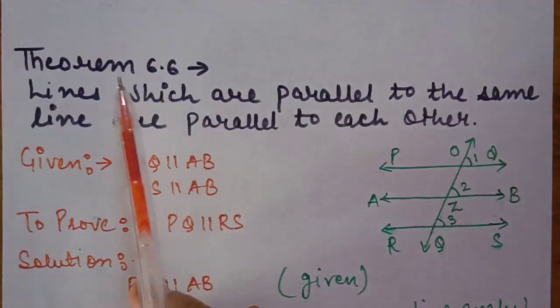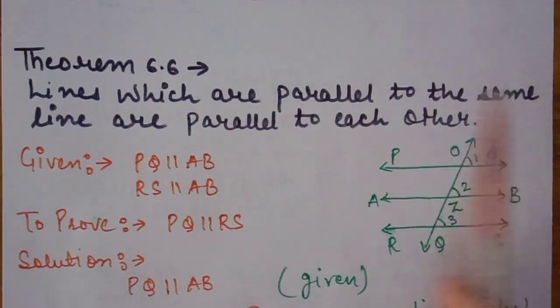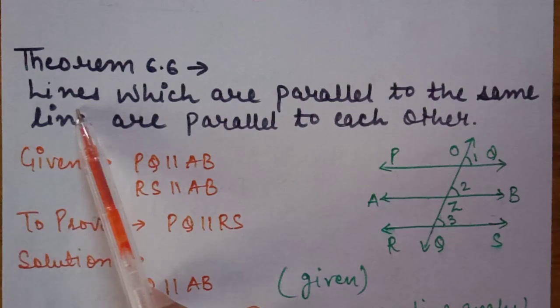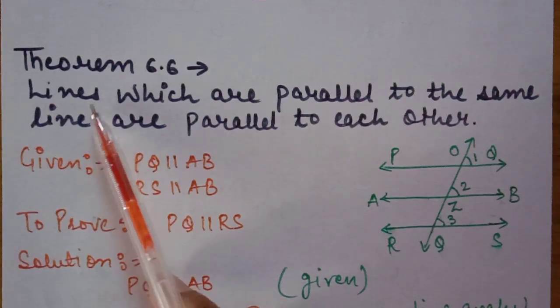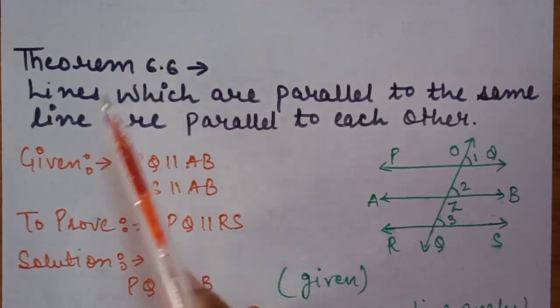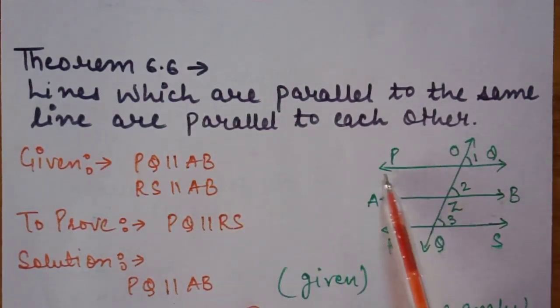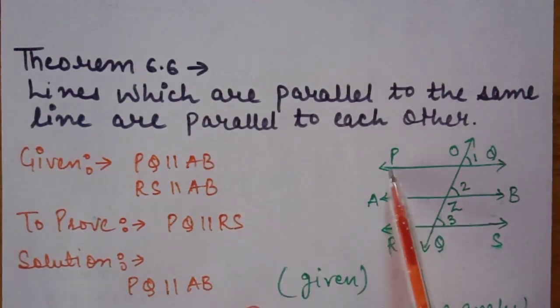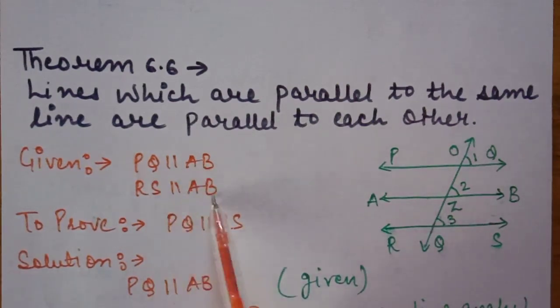Students, theorem 6.6 is: lines which are parallel to the same line are parallel to each other. You understand? It means when two or more lines are parallel to the same line, they are parallel to each other. Like in this example, we have three lines PQ, AB, RS. According to the theorem, PQ is parallel to AB and RS is also parallel to AB.